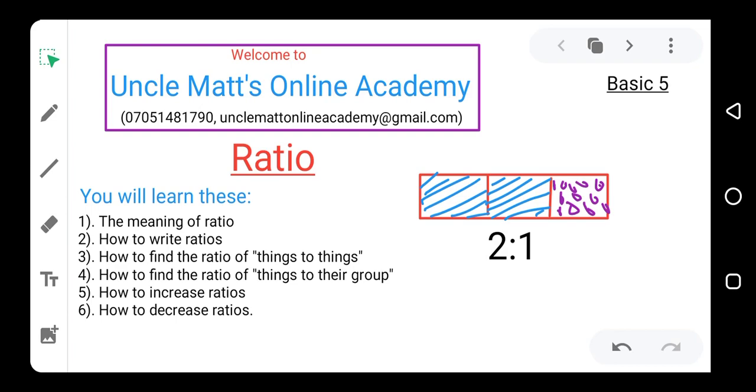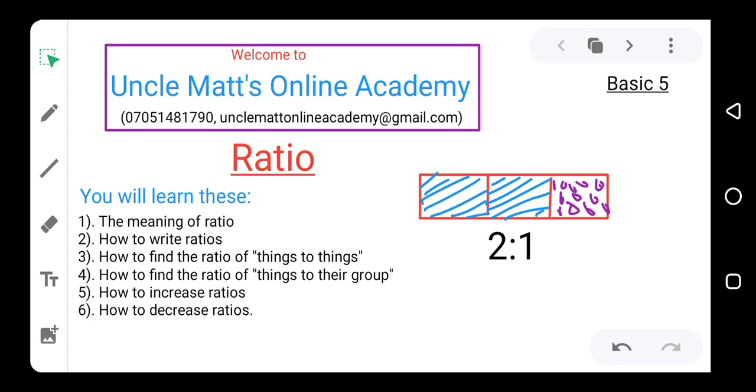Or in your class, we have boys and you have girls. Every class is a group. So when you want to check the number of boys in the class, that is what we call tens to their group. Or we want to check the number of girls in the group, that is what we call tens to their group. So if you have different things, I want to check one in the group, the number of one of them in the group, that is what we call tens to their group. I hope this is clear.